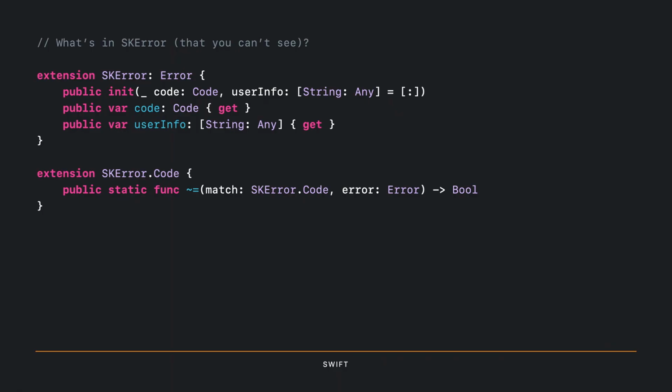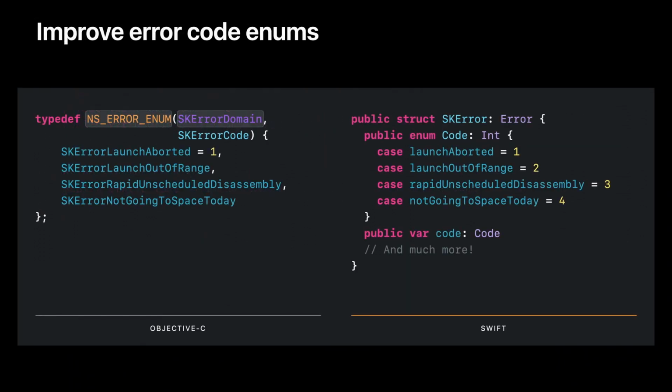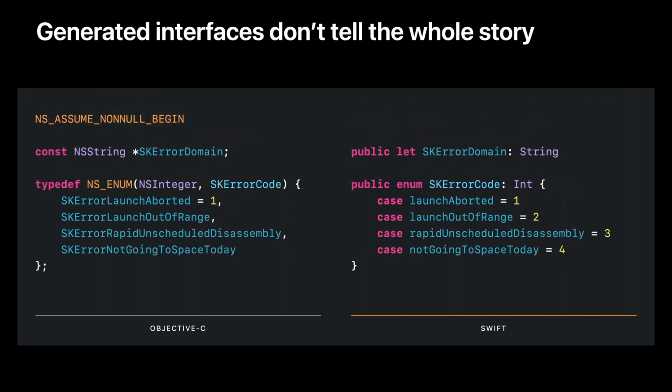These parts of SKError aren't visible in the generated interface, because the Swift compiler synthesizes them. But they're there for you to use, and they make Objective-C error codes work pretty nicely in Swift. And the only thing you have to do to get all this is change two identifiers. Not bad for a one-line diff.